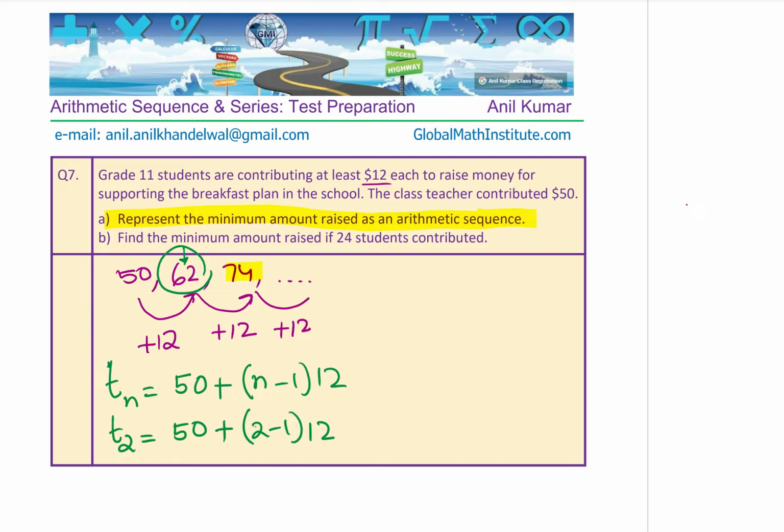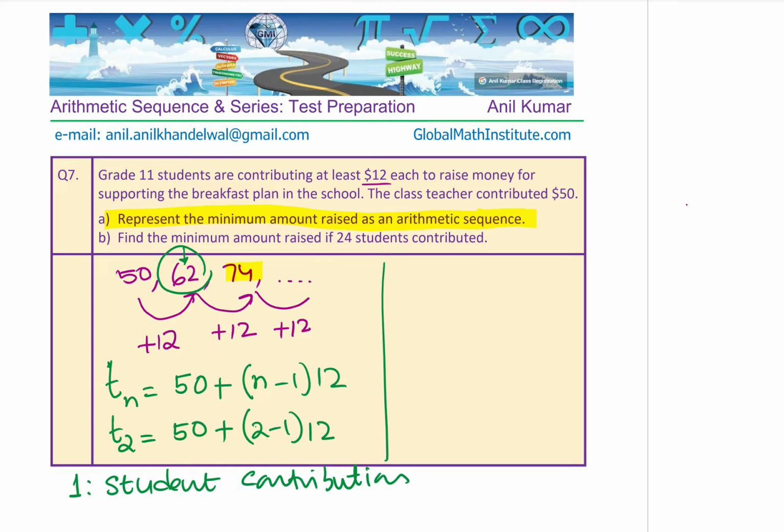However, here you can see student is one only. One student contribution when we are talking about two terms. This is important to understand, right? So, but that is the formula. Is that okay? So it represents the minimal amount raised as an arithmetic sequence. So that becomes the arithmetic sequence. Now, part B is find the minimal amount raised if 24 students contribute.